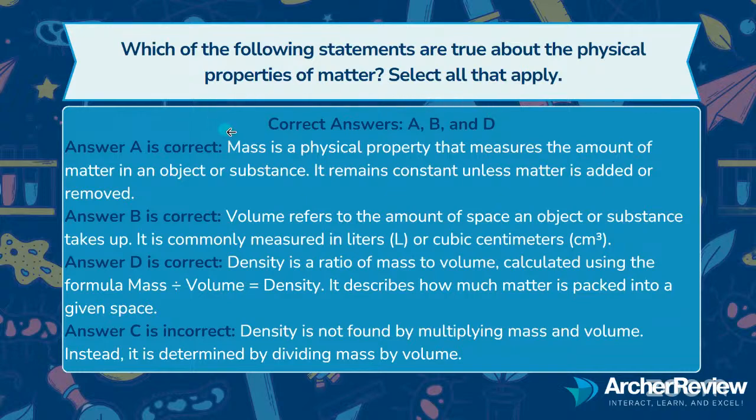Okay. So mass is that physical property that's measuring the amount of matter that's in an object or substance, and it's going to remain constant unless something is added to it or removed from it. B, remember that's volume, and it's referring to the amount of space something takes up. That is typically measured in liters or cubic centimeters. D is where we put it all together. Density is going to be the ratio of mass to volume, so it's calculated using mass divided by volume. That's how we get to density. Okay. So what was wrong with C?